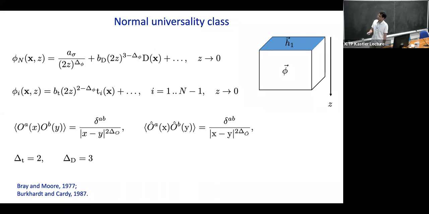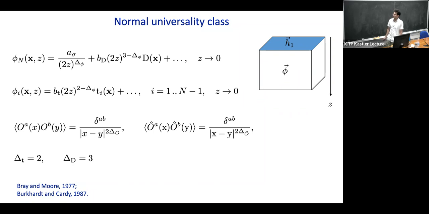So the component phi n should acquire some profile, right? Some expectation value away from the boundary. And it's a power law profile just given by the bulk exponent of phi. So the identity operator appears here in the operator product expansion of phi n. And the next operator is believed to be the so-called displacement operator, which has a protected dimension of exactly three, it doesn't get renormalized. And for the transverse components of the order parameter, the leading operator again turns out to be a protected operator, which has a scaling dimension of exactly two. This protected operator is an O(n) minus one vector, and we call it the tilt operator.